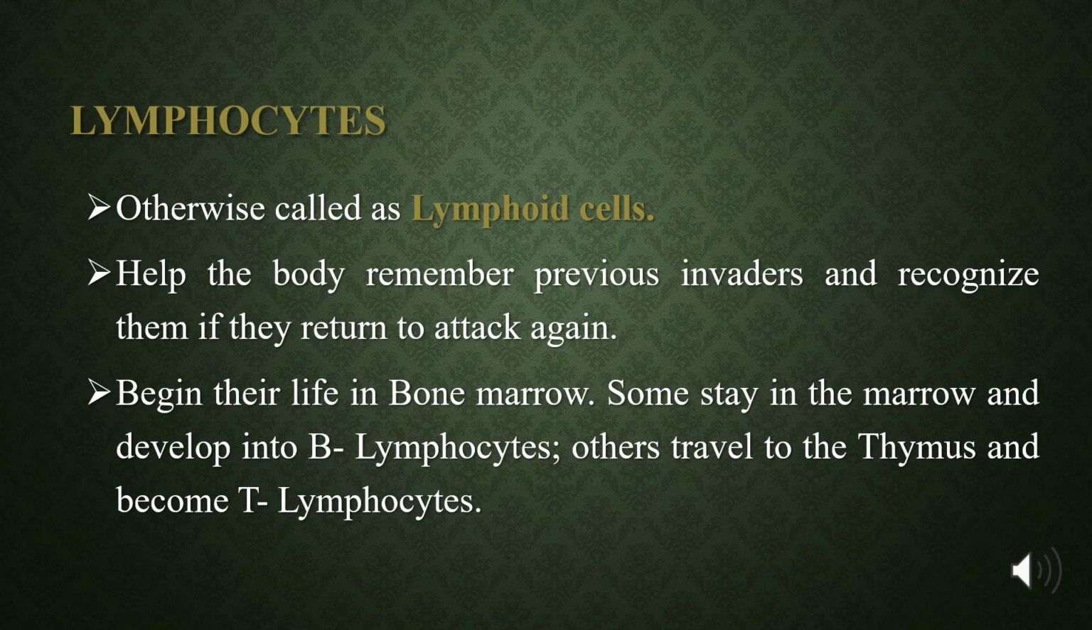Lymphocytes are otherwise called as lymphoid cells. They help the body remember previous invaders, which are antigens, and recognize them if they return to attack again. Lymphocytes begin their life in the bone marrow. Some stay in the bone marrow and develop into B lymphocytes, whereas others travel to thymus and become T lymphocytes.